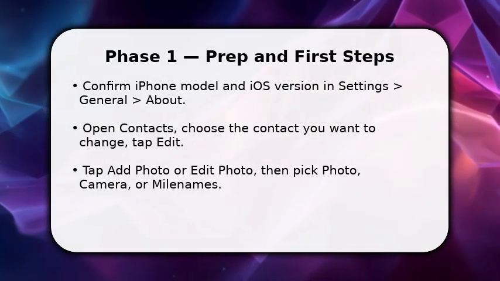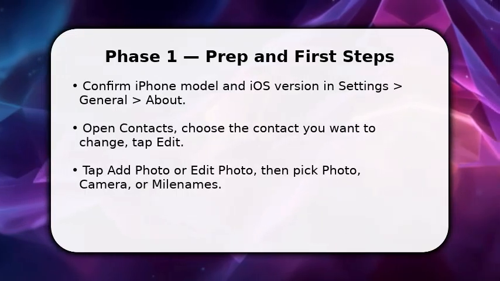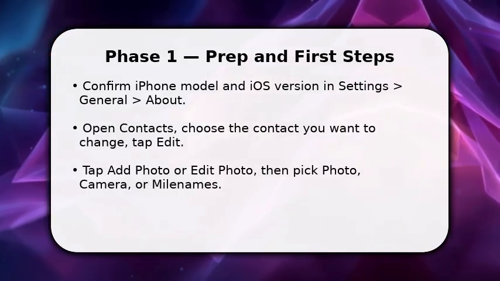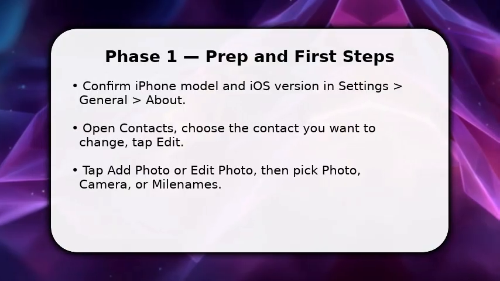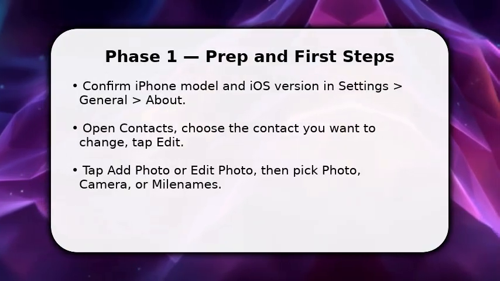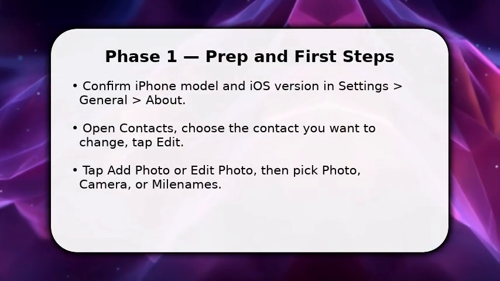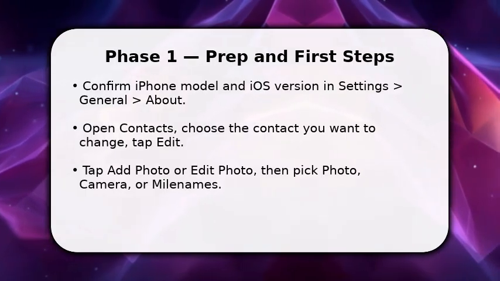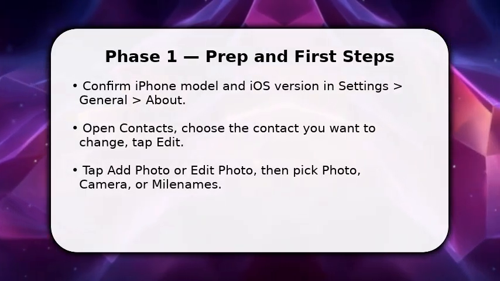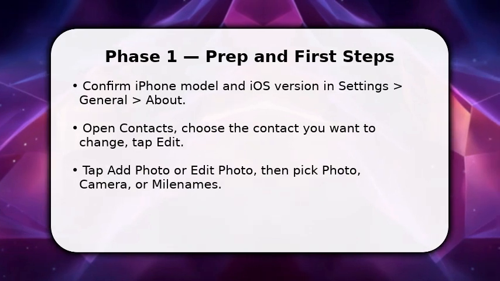Tap Edit immediately. Make sure you tap Add Photo or the existing photo area to access Camera, Photo Library, or Browse. Choose Photo to pick an existing image or Camera to take one now. This matters because later cropping and positioning depend on the image orientation you select.